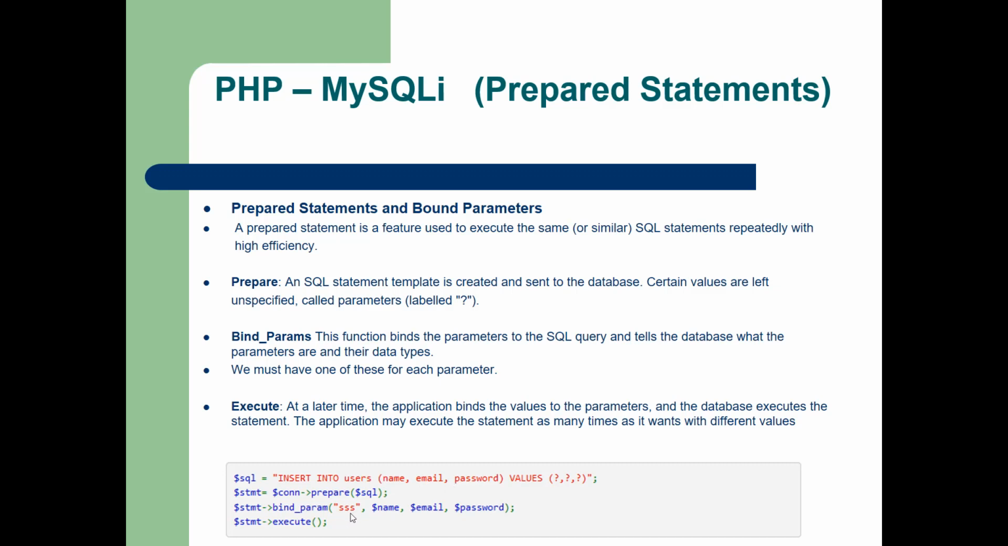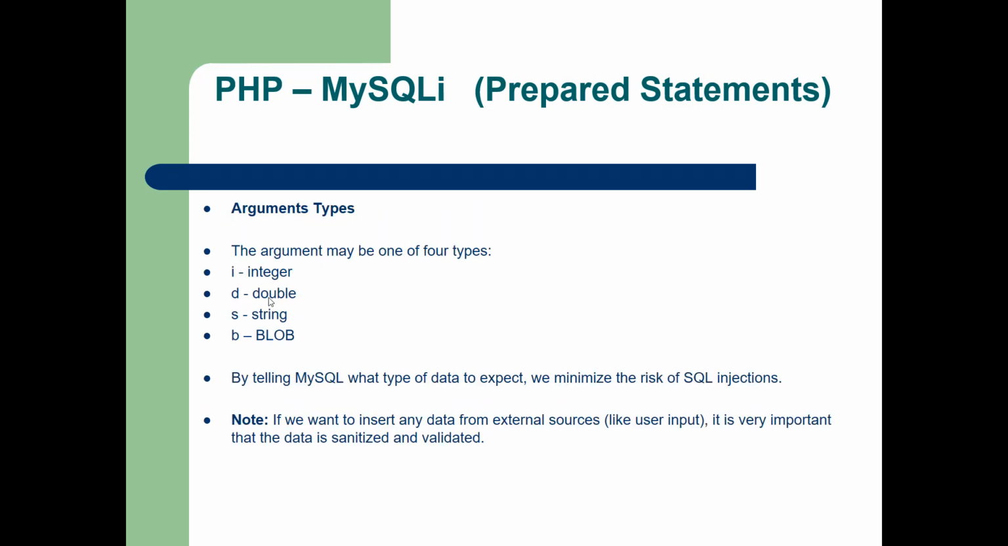And after specifying the data types, the values are passed to the method. The execute method inserts the new record into the database. The argument is one of four types, that is integer, double, string, or blob. By telling MySQL what type of data to expect, we minimize the risk of SQL injection.